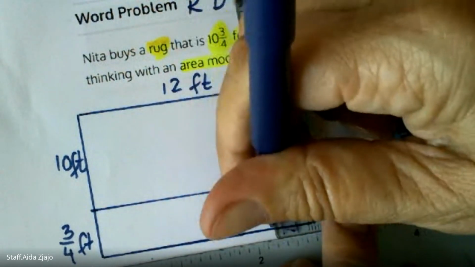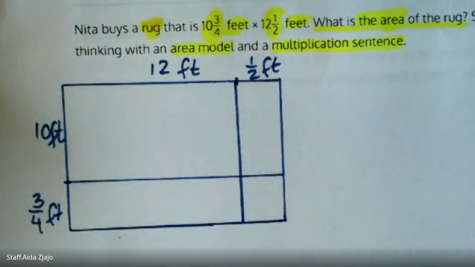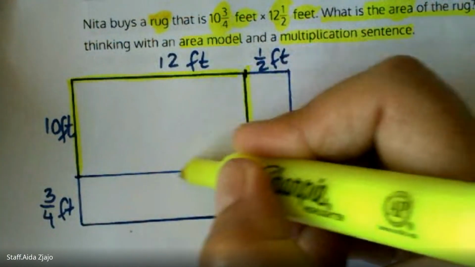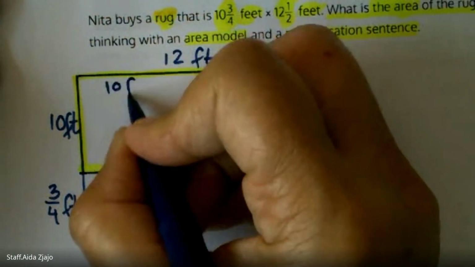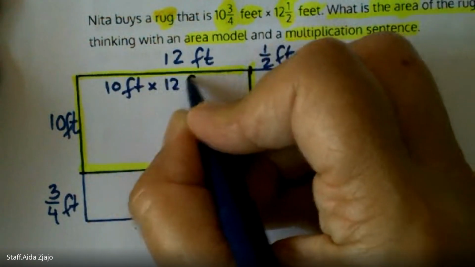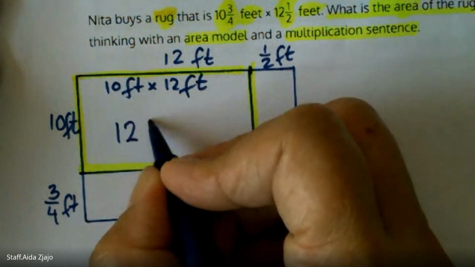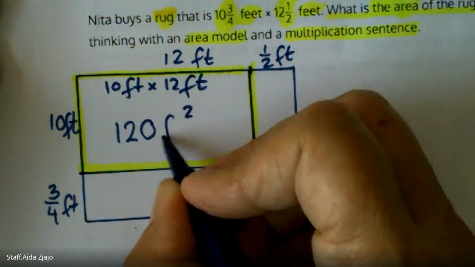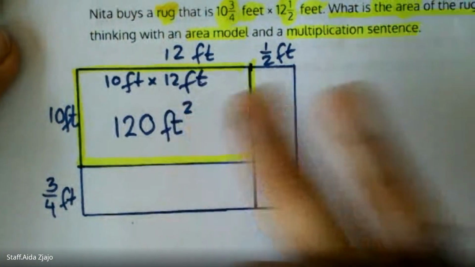Now I can find what the area of this part here is, 10 by 12. So 10 feet times 12 feet equals, 10 times 12 is 120. But feet times feet is square feet. So we're done with this one.